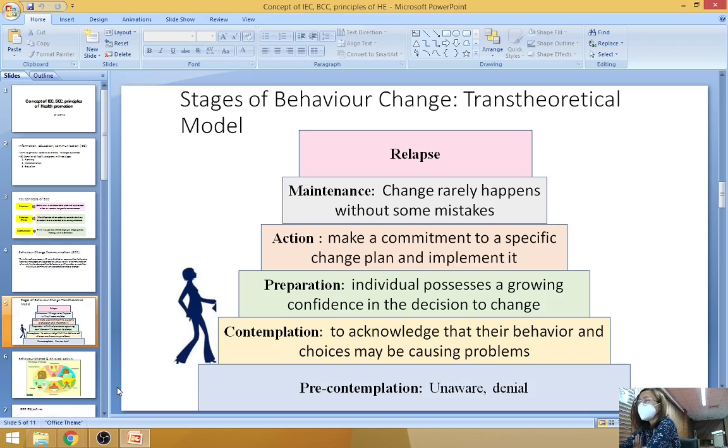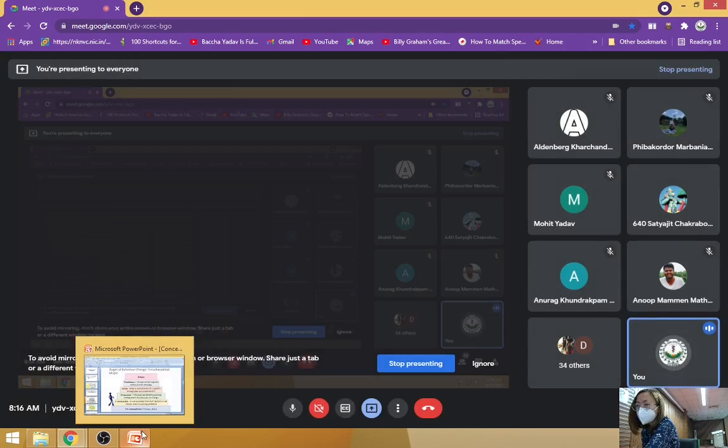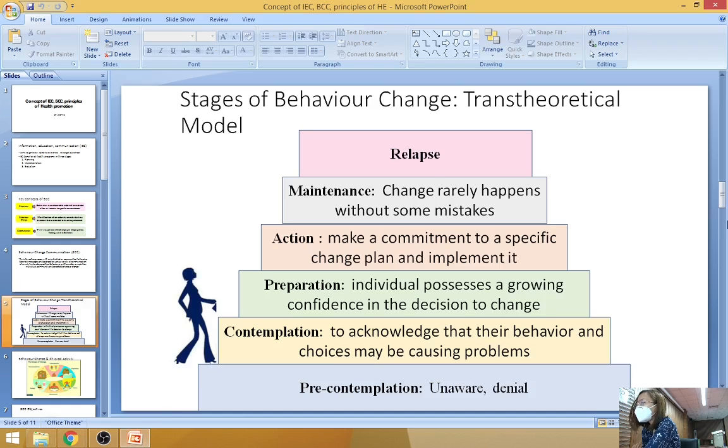Now, these are the stages of behavior change. There are many models of how a behavior will change. One of the most common is this theoretical model. It starts from the bottom: the baseline, pre-contemplation, then contemplation second, then thirdly preparation, action, maintenance, then relapse. So these are the steps of behavior change communication.